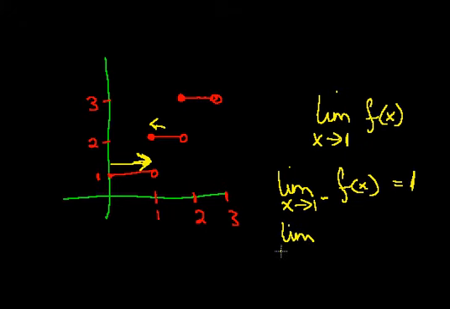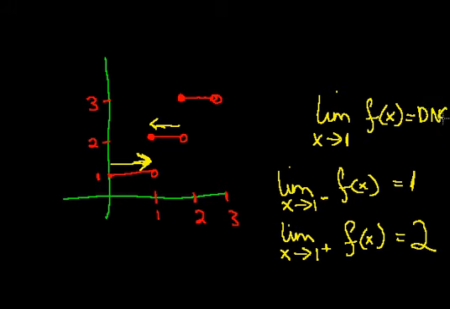But the limit as x approaches 1 from the positive side, and you put a little plus up there to show from the positive side, that's this side of this function that we call f of x, equals 2. So if you were asked what's the limit of this function, you would say the limit of this function does not exist. In short, we write DNE if it does not exist, or you can write it out if you want.